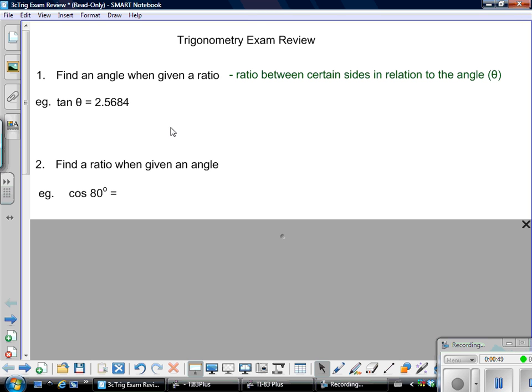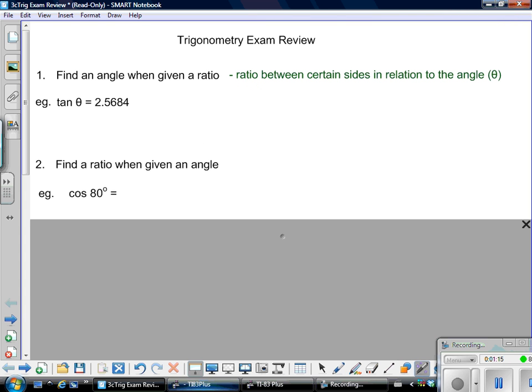Now, when we're talking about a ratio all the time through trigonometry, what we're talking about is a relationship between certain sides in a triangle in relationship to a certain angle, which we often call theta. And when we're talking about a ratio, we're taking one side and dividing it by another side. So that is what they're talking about when they're talking about ratios.